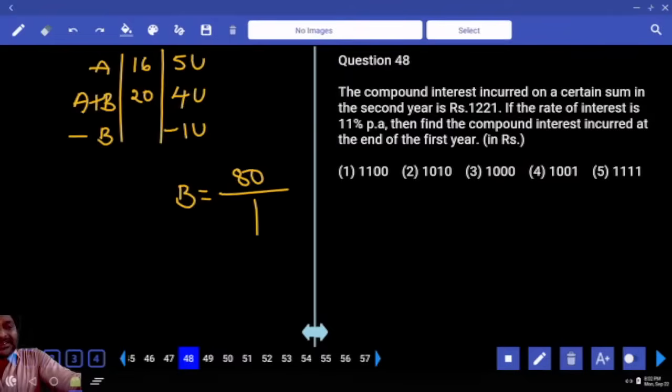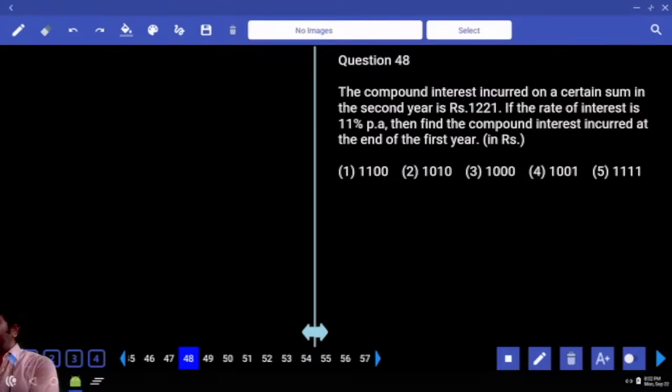The compound interest incurred on a certain sum in the second year is 1221. If the rate of interest is 11% per annum, then find the compound interest incurred at the end of the first year. Principal is always 100%, you know that. Correct? First year compound interest will be 11% calculated on principal 100. Correct? You know the addition method?